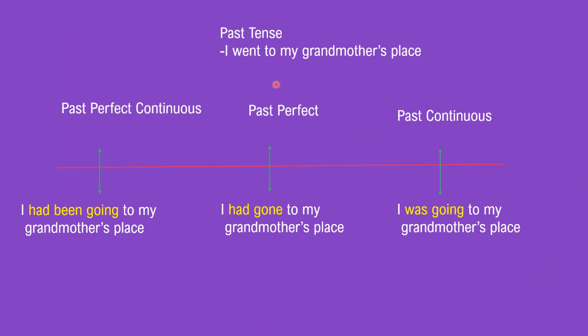Past tense. I have a sentence for you. I went to my grandmother's place. Now this is in simple past tense. Let's see how to write this sentence in past perfect continuous.